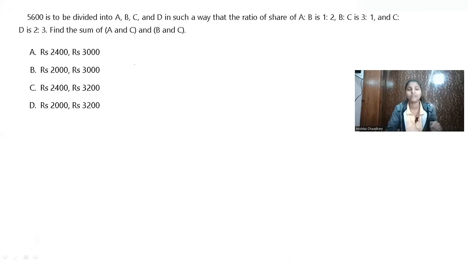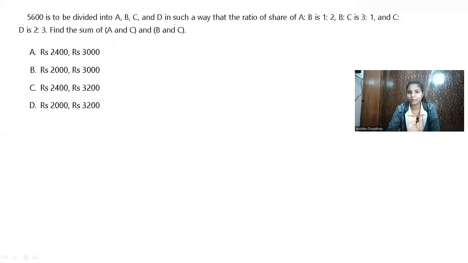Kind of placement exams. All right. So the question is: 5,600 is to be divided into A, B, C, and D in such a way that the ratio of the share of A to B is 1:2, B to C is 3:1, and C to D is 2:3. Find the sum of A and C, and of B and C.